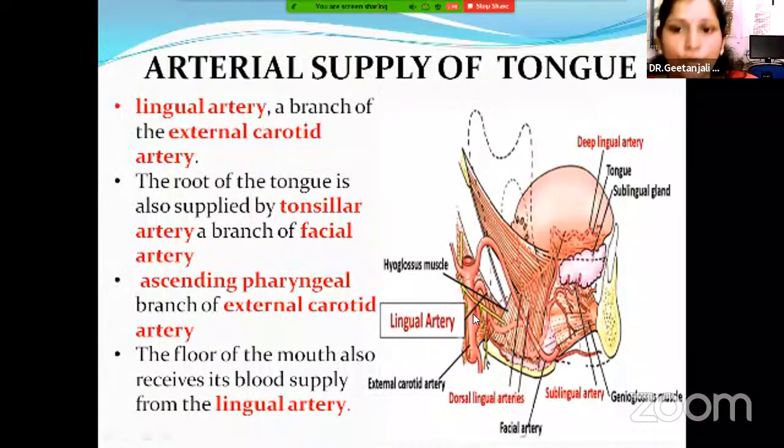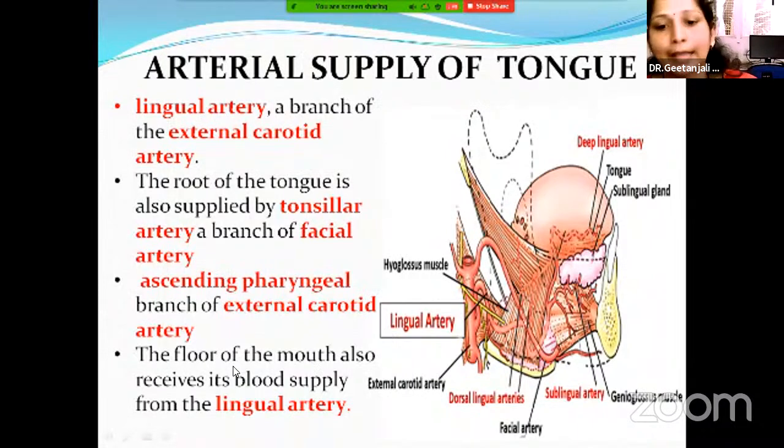And the floor of the mouth is also supplied by lingual artery. In short, in arterial supply of the tongue, we have to remember the lingual artery, which is a branch of external carotid artery, tonsillar artery, and ascending pharyngeal artery, which supply the root of the tongue, and the floor of the mouth again supplied by lingual artery. This completes our arterial supply of the tongue.